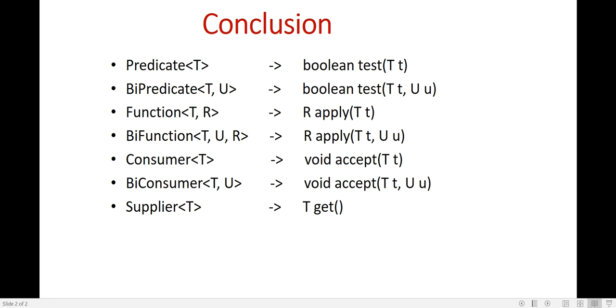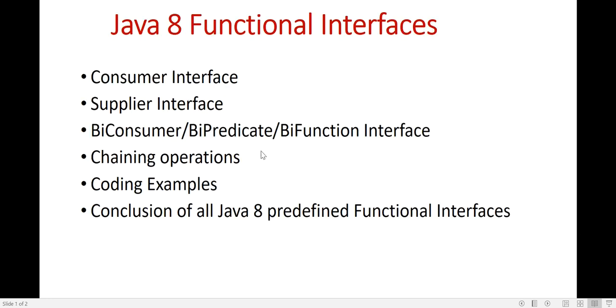Now moving to Supplier. Supplier is supposed to return something. It doesn't take any input. As the name suggests, Supplier is supposed to supply a return value. So till now we have covered the Consumer interface, the Supplier interface, and all the Bi operational interfaces with their chaining operations, with a couple of coding examples. We have also seen all those Java 8 predefined functional interfaces available in one slide.